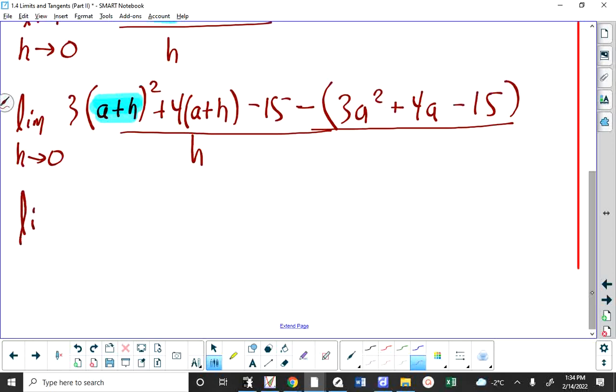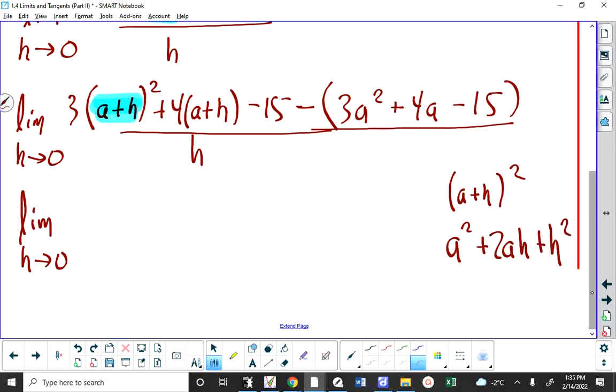So this is the limit as h approaches 0. I'm going to just write that a plus h squared on the side is a squared plus 2ah plus h squared. So I'm taking a plus h times a plus h. Then I'm going to multiply it by 3. I just don't want to rewrite that whole thing, so I'm going to have 3 times a squared plus 3 times 2ah plus 3 times h squared.